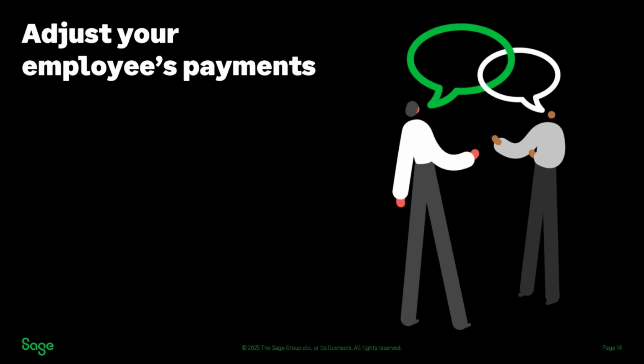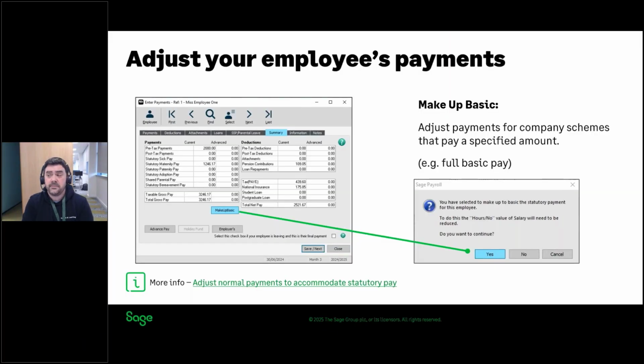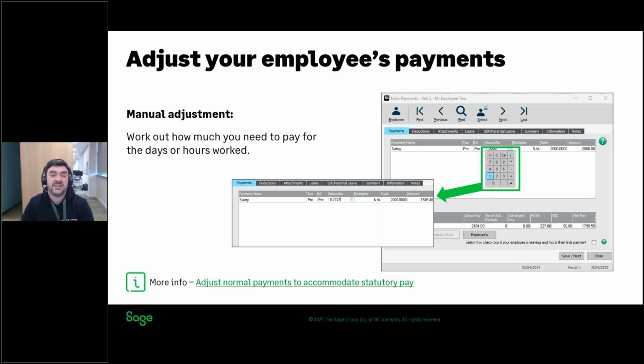Let's just go back and recap adjusting the employee's payments. So I've showed you two ways there that you can adjust an employee's payment. You could choose to use the make up basic option. So that works by entering the full amount you want an employee to receive. In my case, it was £2,000 salary. And then on the summary tab, click the make up basic option and then click yes to adjust the appropriate payment. And then the other thing we looked at was adjusting manually. So you can either adjust the hours or the rate and make that equal what you want to pay them for the days or the hours that they've worked in that period.